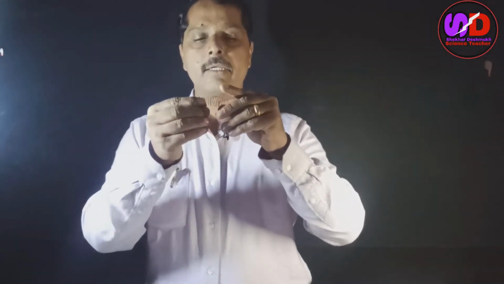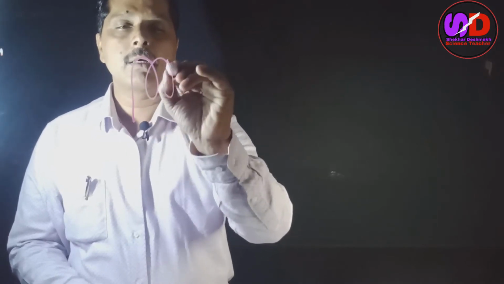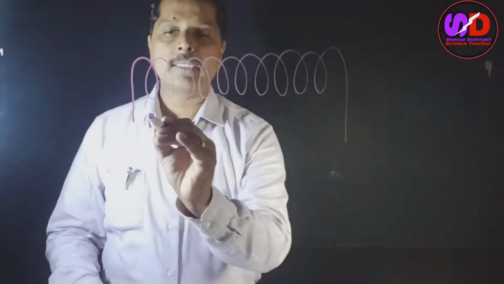We can make solenoids of different numbers of turns or different diameters. If we use a pencil, the diameter may be very small. So this is nothing but a solenoid. And if I connect the two ends of the solenoid to a battery, then a current flows through it. Suppose I make a solenoid here. So this is nothing but a solenoid.